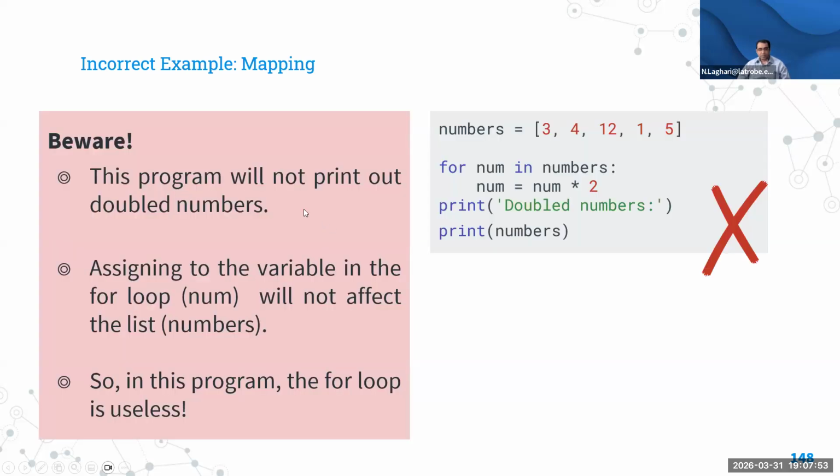Okay, so this program will not print out double numbers. Why? Because it is not mapping, and it is not going to change anything in the actual list. It will be just changing the num here. And it is not even printing the num itself. Okay, but when you are mapping, you are not actually changing the actual list.